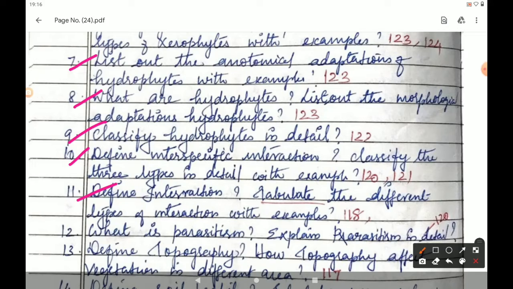The answer is given in page number 118, in a tabular column. Two types: positive interaction and negative interaction. Under positive interaction, there are two types: mutualism and commensalism. Negative interaction are of four types: predation, parasitism, competition, commensalism.